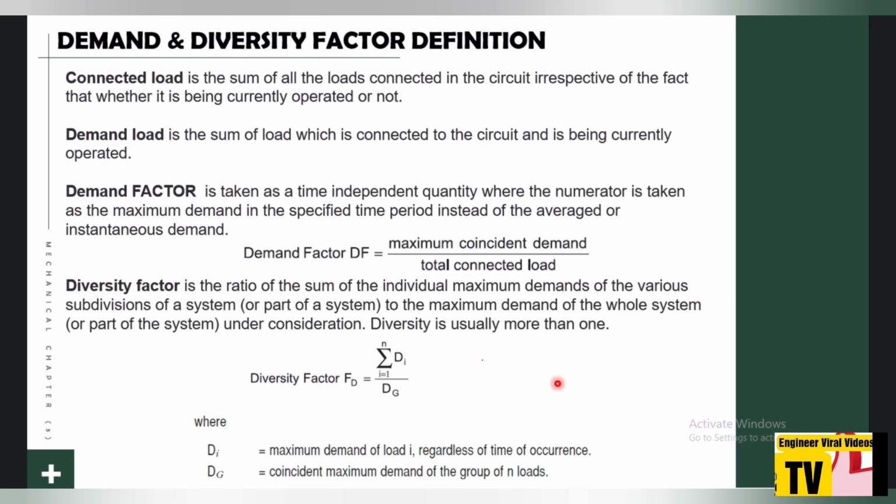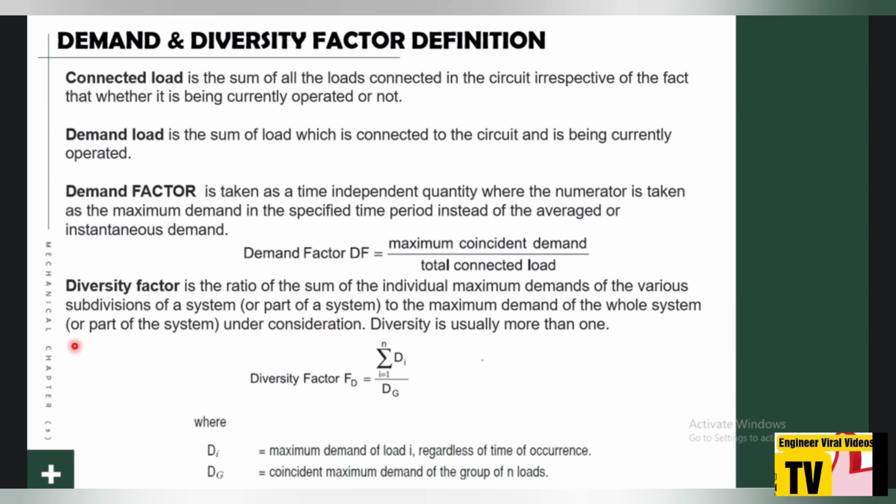And here we have the demand factor. What is the demand factor? The demand factor is a time-independent quantity where the numerator is taken as the maximum demand in a specific time period instead of the average of instantaneous demand. See this equation: the demand factor DF equals maximum coincident demand divided by total connected load.